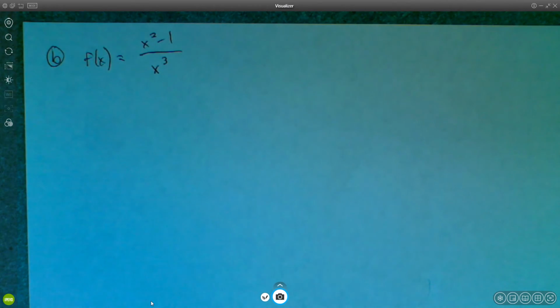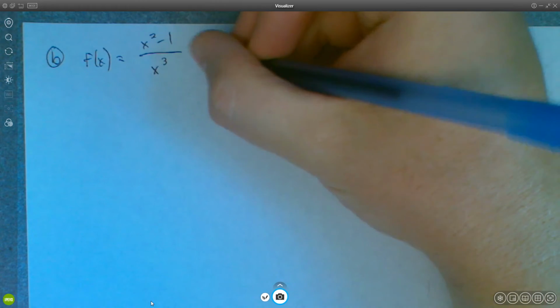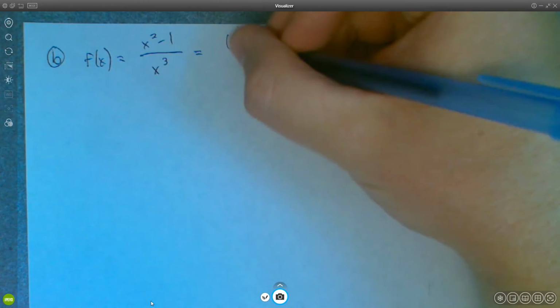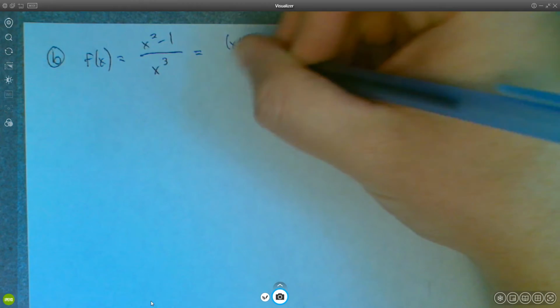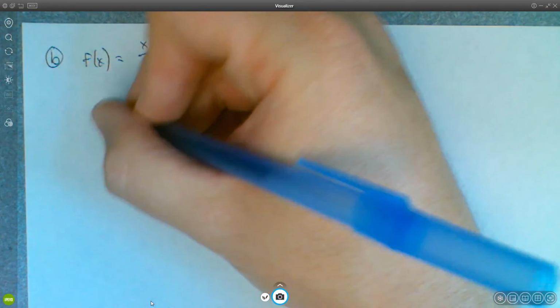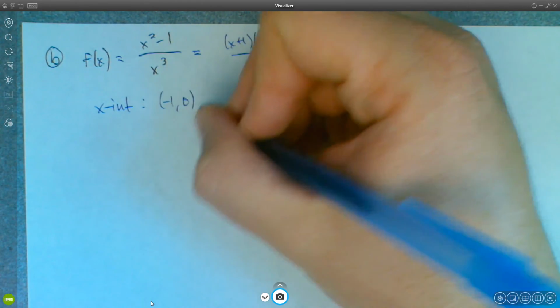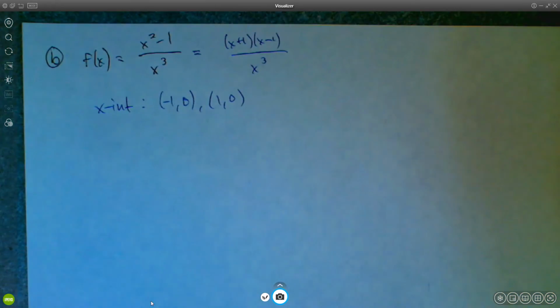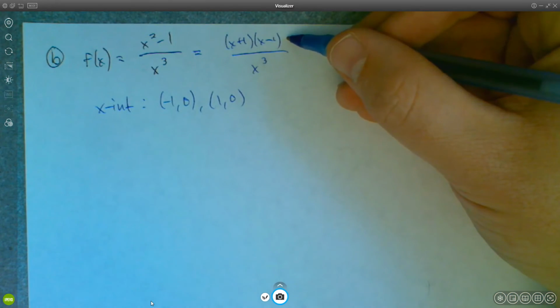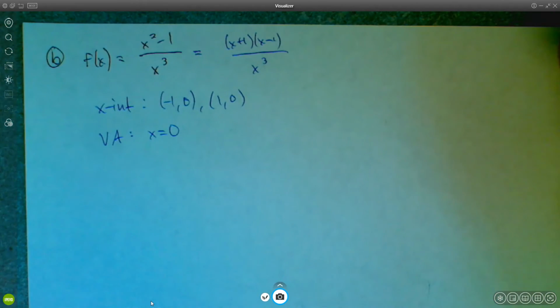Okay, so let me walk you through this one. So again, I'm going to start off just by factoring everything. X plus 1, x minus 1 over x cubed. That gives me a lot of good information. That tells me that I've got x-intercepts at -1 and at +1, right? Because the x-intercepts come from the numerator. In the denominator, I've got a vertical asymptote at x equals 0.